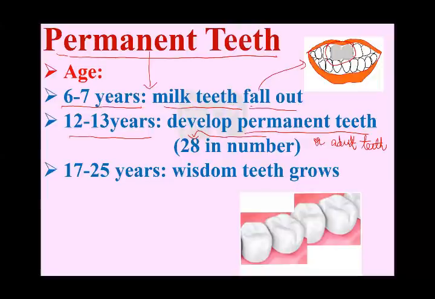Further, at the age of 17 to 25 years, 4 more teeth grow. 4 in number. These teeth grow at the back of the mouth near the jaws, which I have just shown in the previous slide. Near the jaw, these 4 teeth grow. They are 4 in number, and they are known as wisdom teeth.